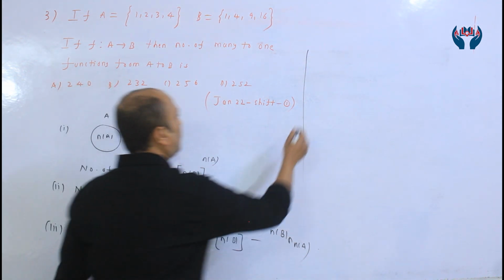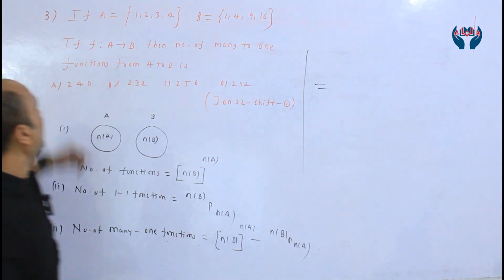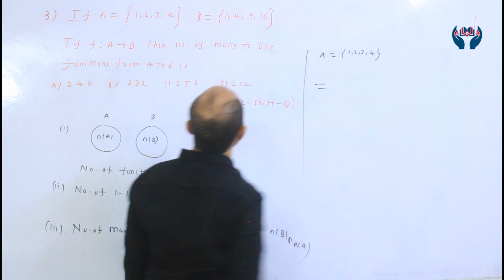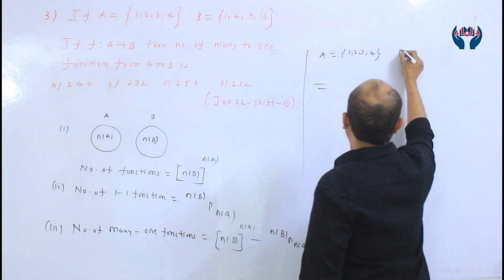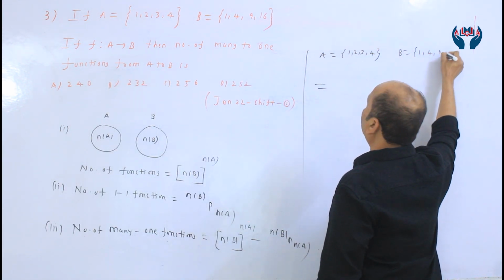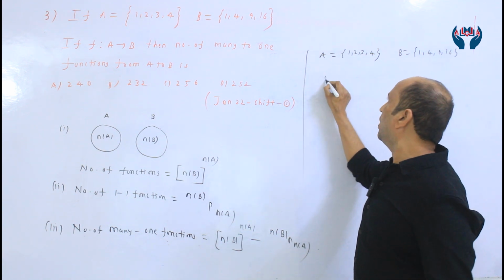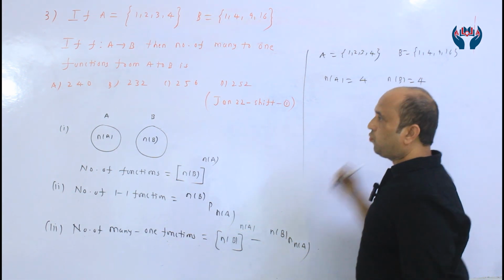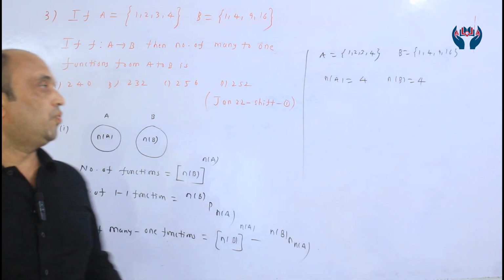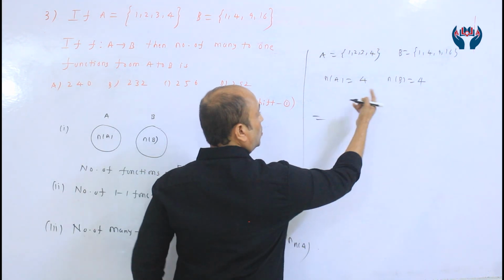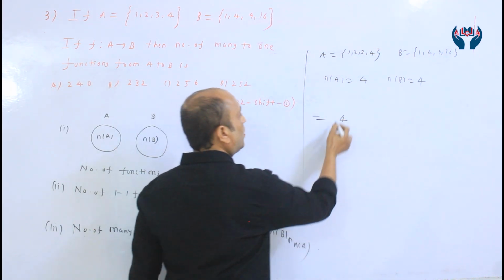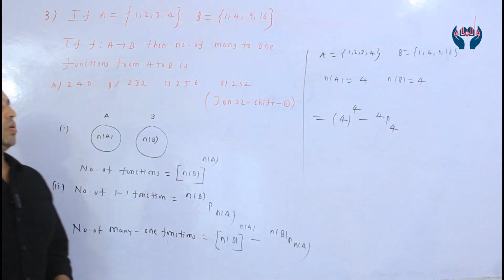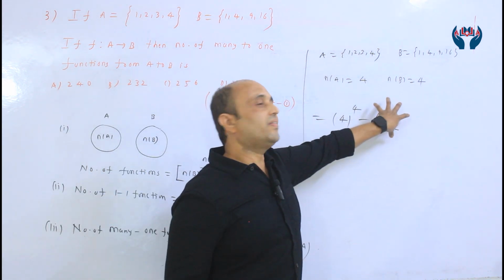So A is equal to 1, 2, 3, 4, and B is equal to 1, 4, 9, 16. Cardinal number: we already know that n of a equals 4 and n of b equals 4. So the total number of functions is n of b to the power of n of a, minus n of b P n of a. This is the total number of functions, and this is the one-one functions.